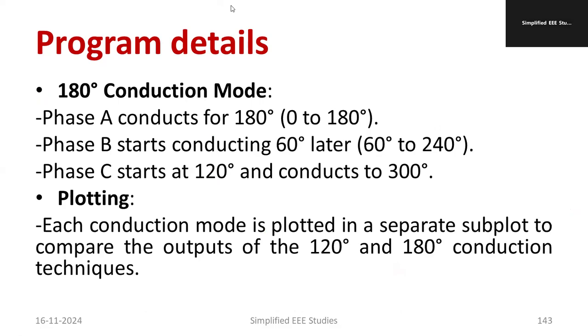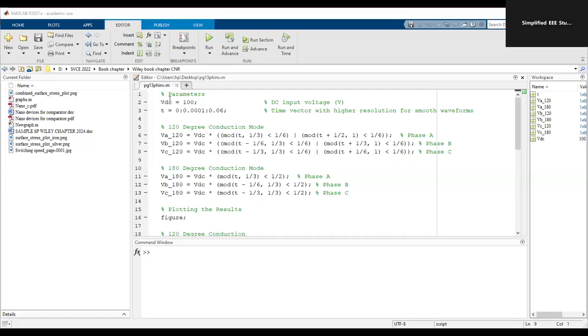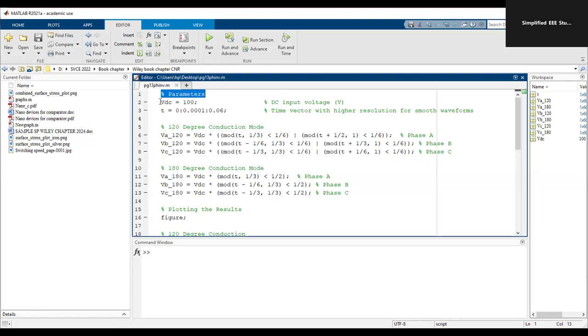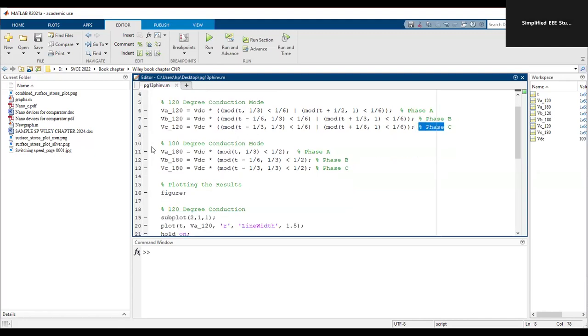First of all, you have to open MATLAB. Now let us share the screen. Now we can see parameters here, like input voltage and the time sequence. I'm going to define the time sequence in this fashion. First of all, I'm going to focus on 120-degree conduction mode. Here I'll be using the formula, so please take care of the formula with the mod function. Like this for phase A. Similarly, I'll be writing the equation for phase B, and similarly the equation for phase C. Those equations you need to convert into the form of programming.